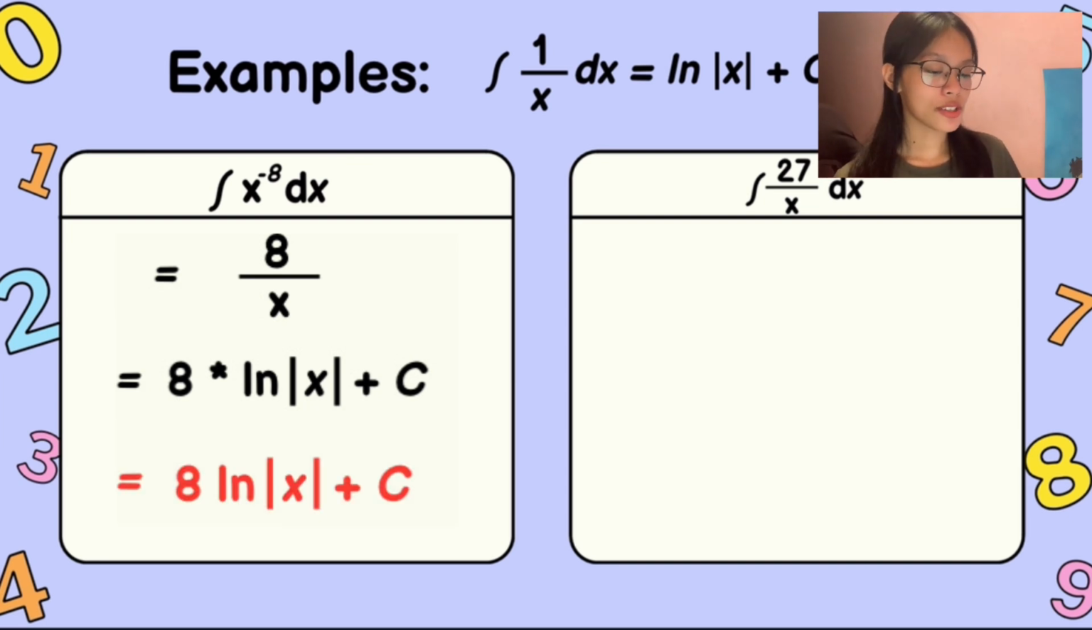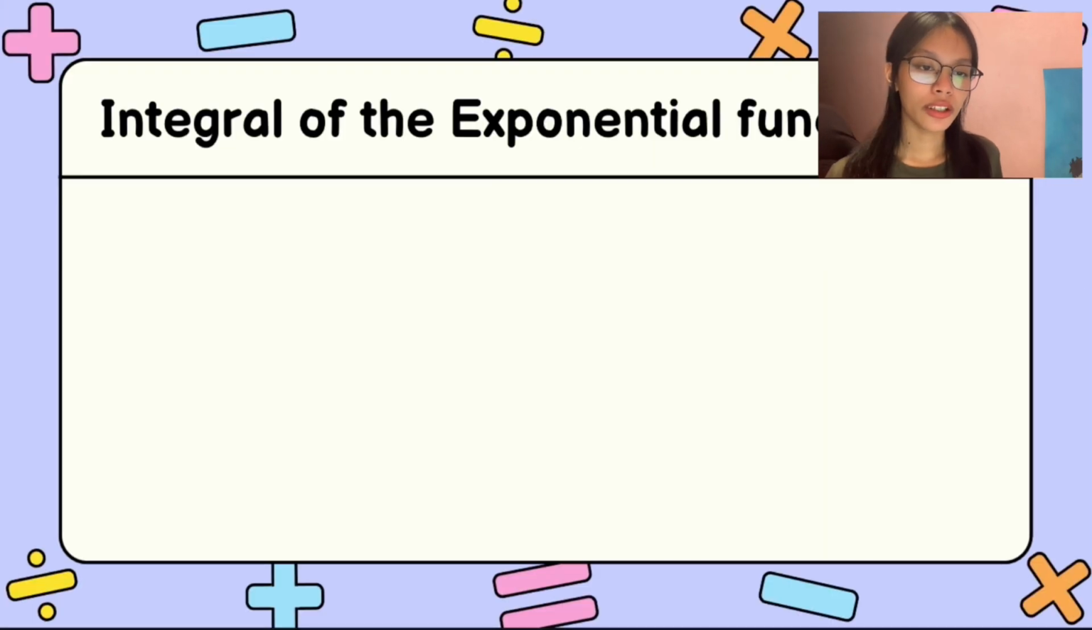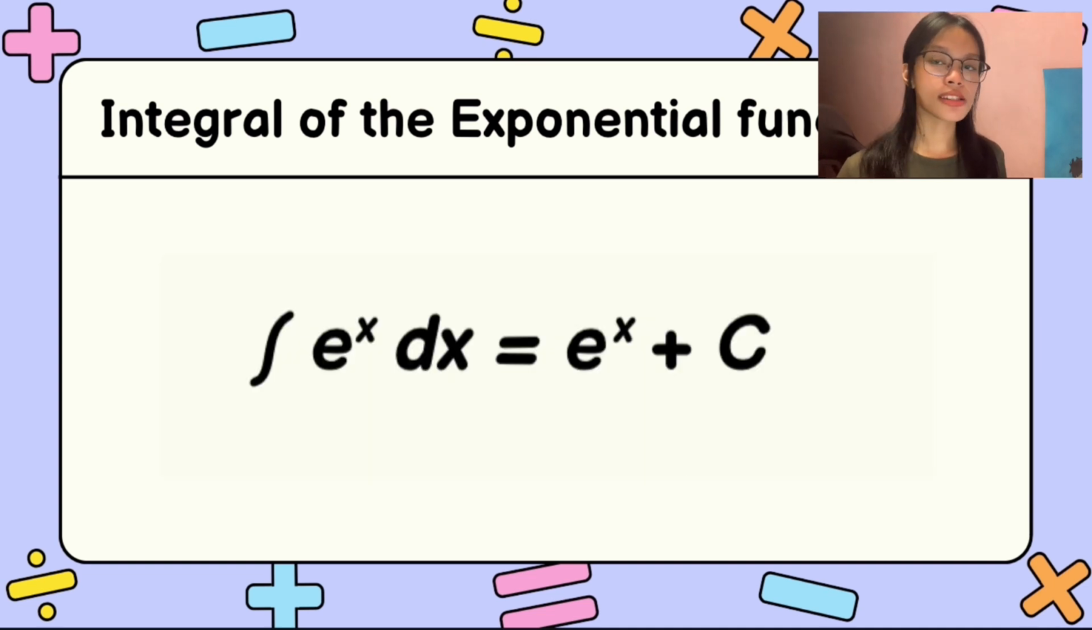The second example is easier. You'll only need to multiply the numerator to our answer: 27 ln absolute value of x plus c. Let's move forward to the integral of the exponential function e raised to the power of x, which is e raised to the power of x plus c.